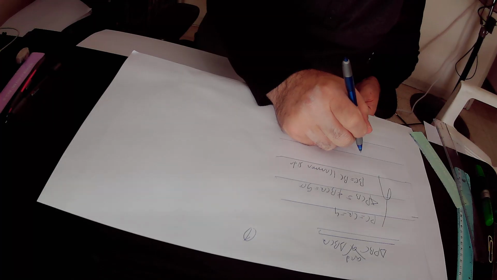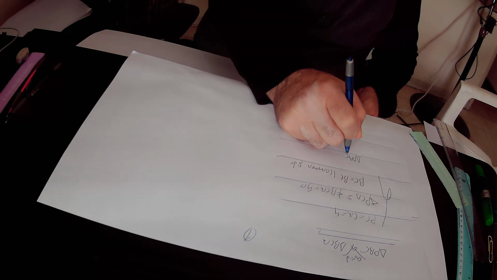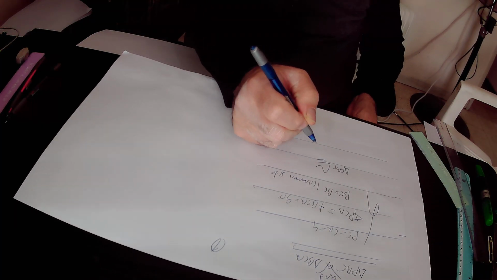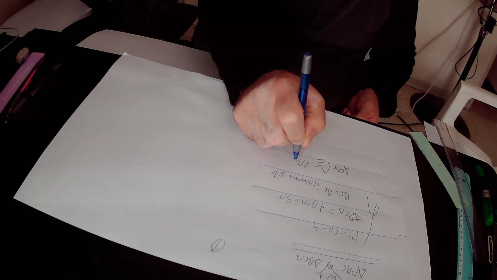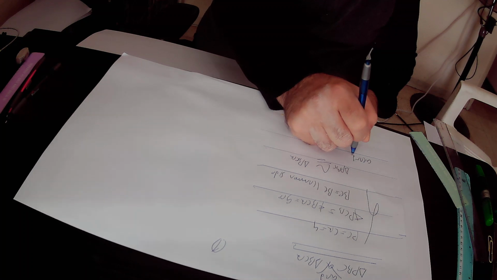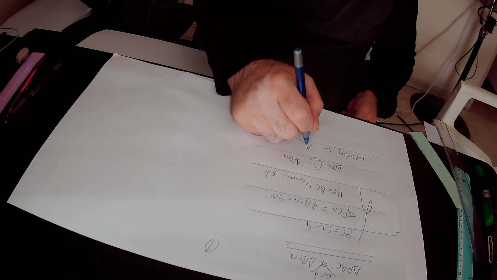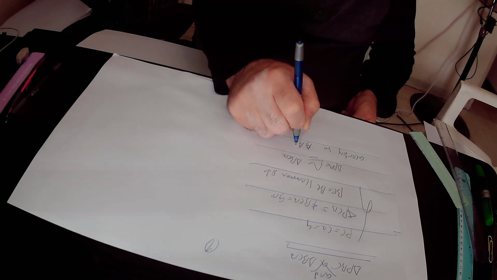So if we prove that the right triangle PBC is congruent to the right triangle BCQ, according to the angle-side rule.